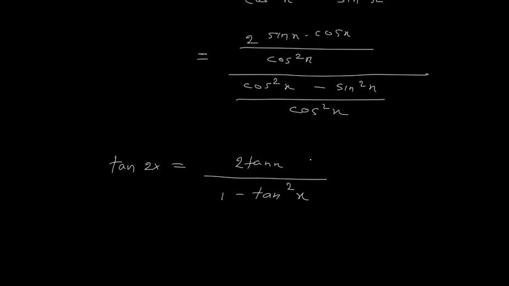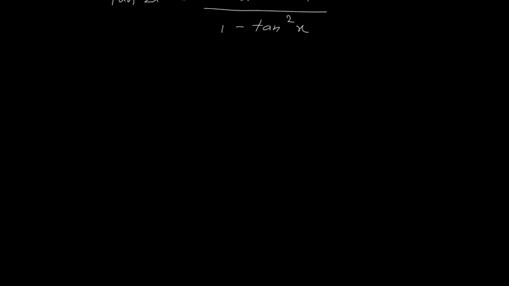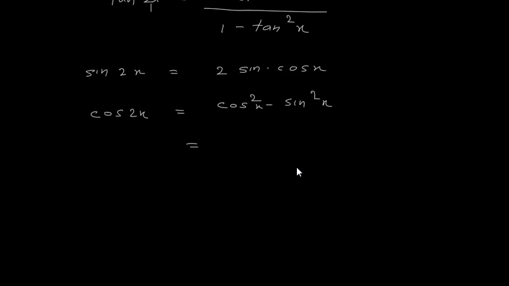So let us summarize what we have done. We have found the value of sin 2x as 2 sin x into cos x. We have found the value of cos 2x as cos square x minus sin square x. One more formula, 1 minus 2 sin square x. One more formula, 2 cos square x minus 1, and finally (1 minus tan square x) upon (1 plus tan square x).